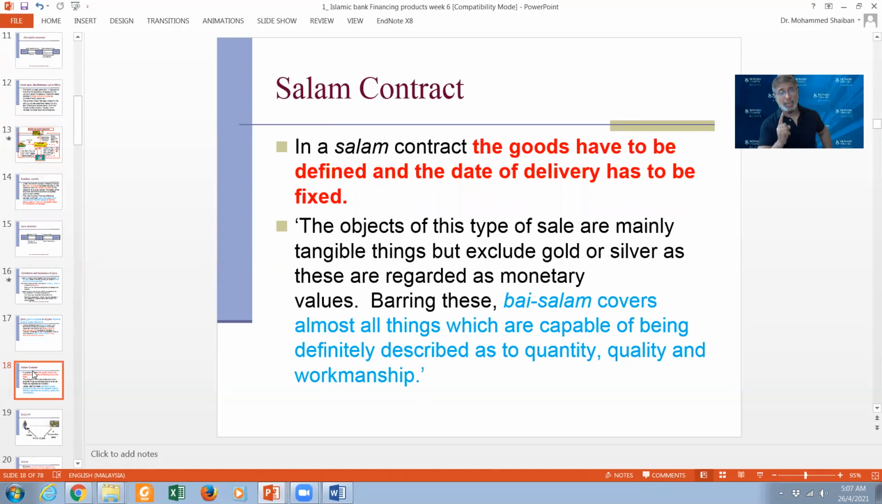This is the only contract where the financier pays the money first and receives the asset later. Usually, the asset will be sold to the customer and the money received later. Now, this is different. You will give the customer money and then you will buy an asset from him later on. Why is this useful?